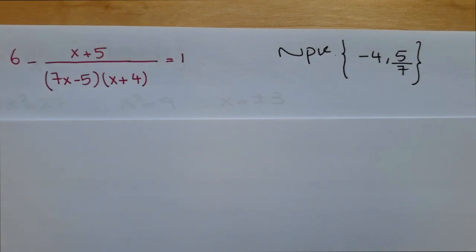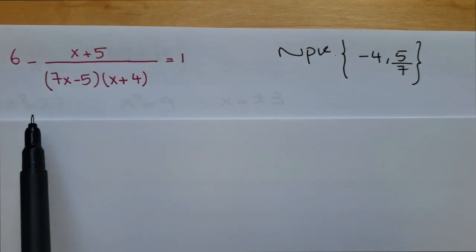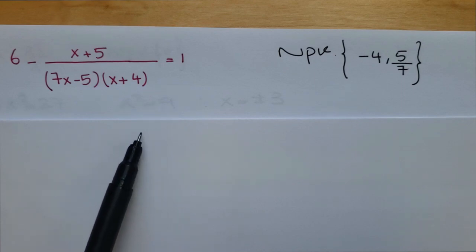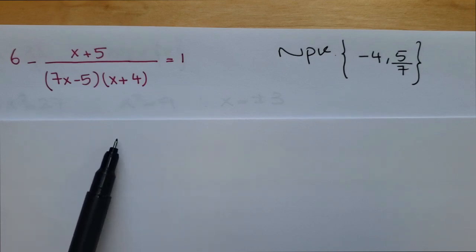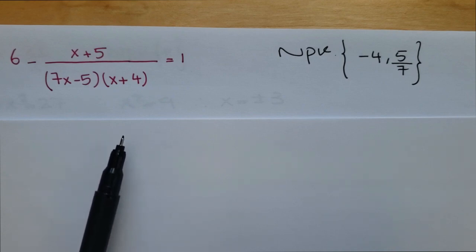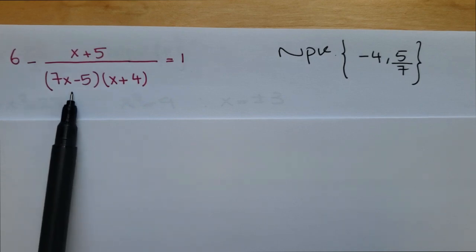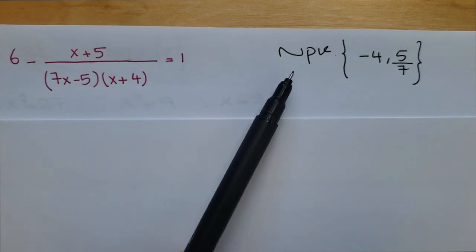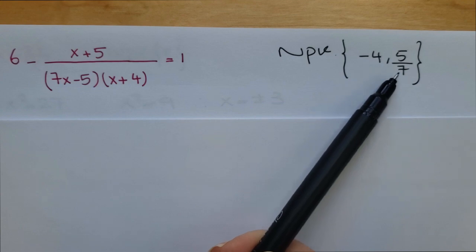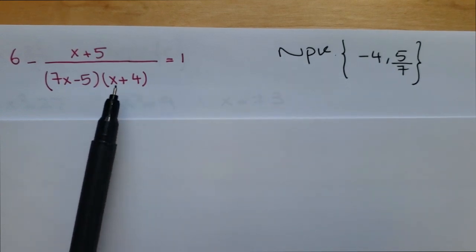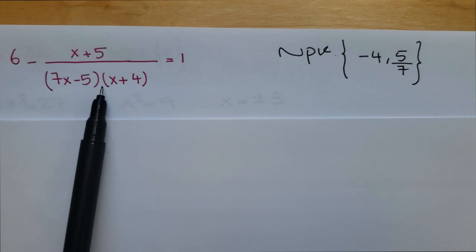Another example would be a constant subtracted from a fraction equals to 1. And we're supposed to solve this one and find the value for x. First step again would be finding the NPV. So this one and this one should not be 0, which gives the values of -4 and 5/7 as the NPV values. Then we can start solving and simplifying.